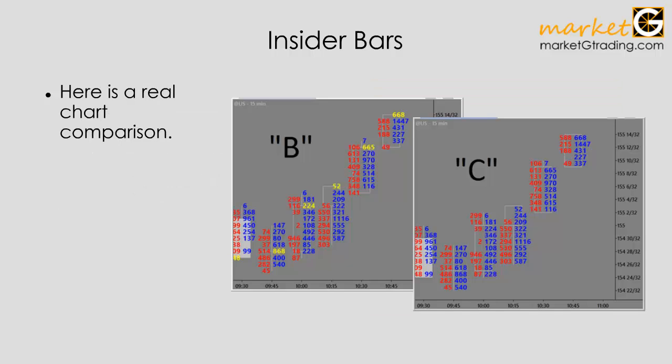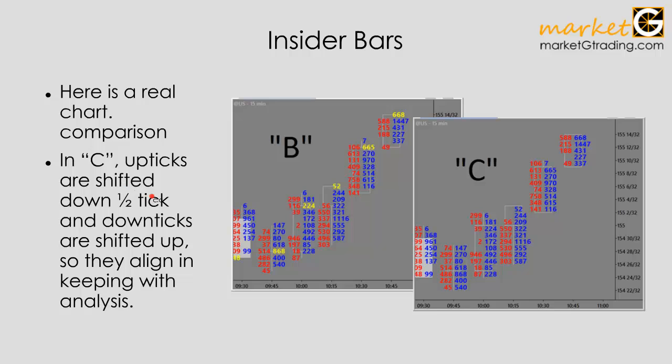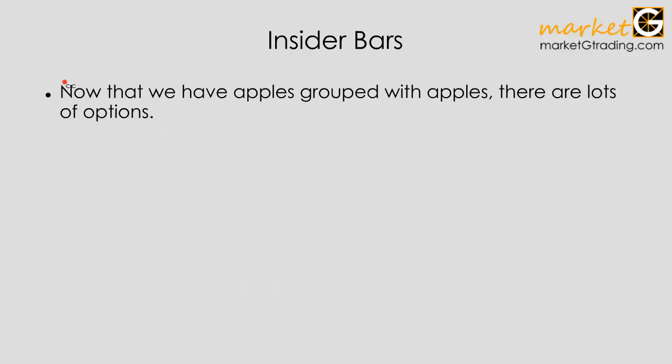Here's a real chart comparison: the traditional way versus uptick downtick mode. In uptick downtick mode C, the upticks are shifted down a half tick and the downticks are shifted up, in terms of display, so they align in keeping with the analysis. Now that we have apples grouped with apples, there are a lot of options.